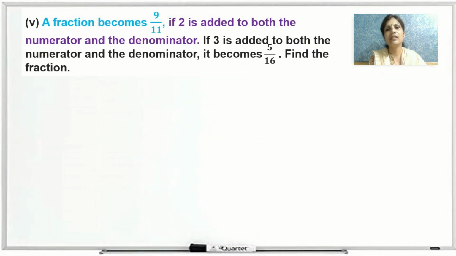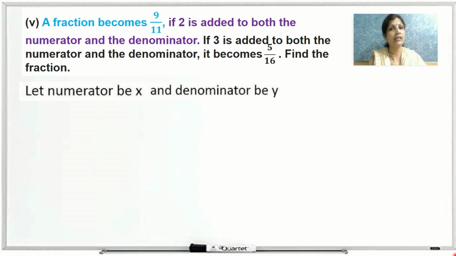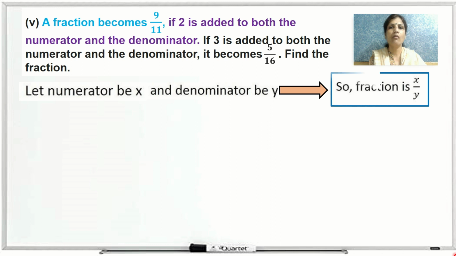This is also a very interesting and nice sum. The fraction becomes 9 by 11 if 2 is added to both the numerator and denominator. If 3 is added to both the numerator and denominator, the fraction becomes 5 upon 16. Find the fraction. Now children, you are all aware that a fraction is in the form of a numerator and a denominator. So we'll consider the numerator as x and the denominator as y. So our fraction will be x upon y.